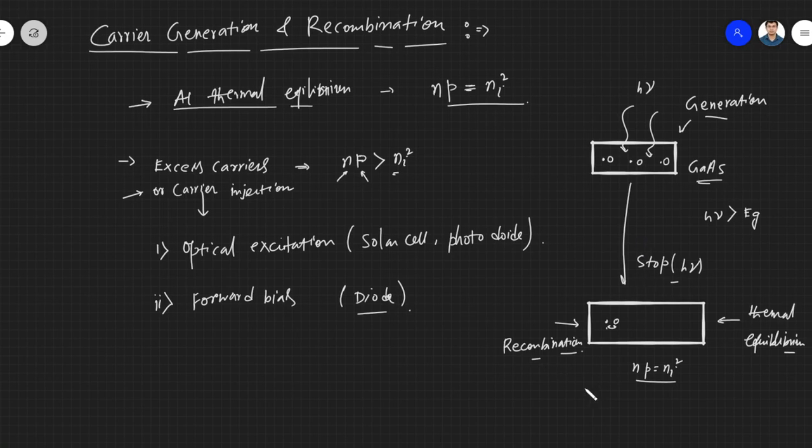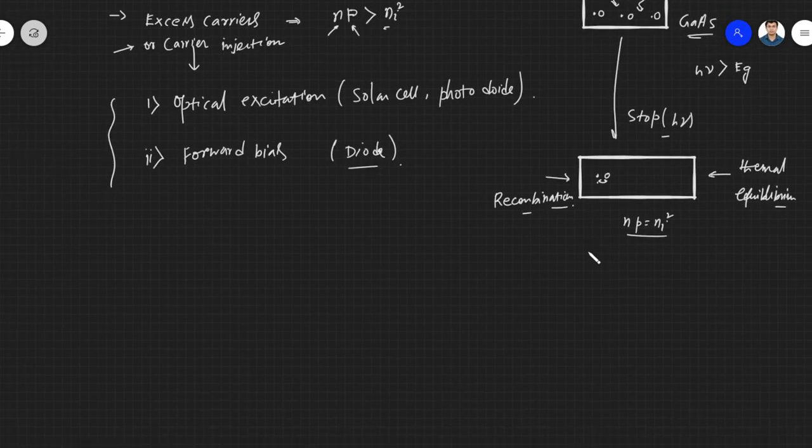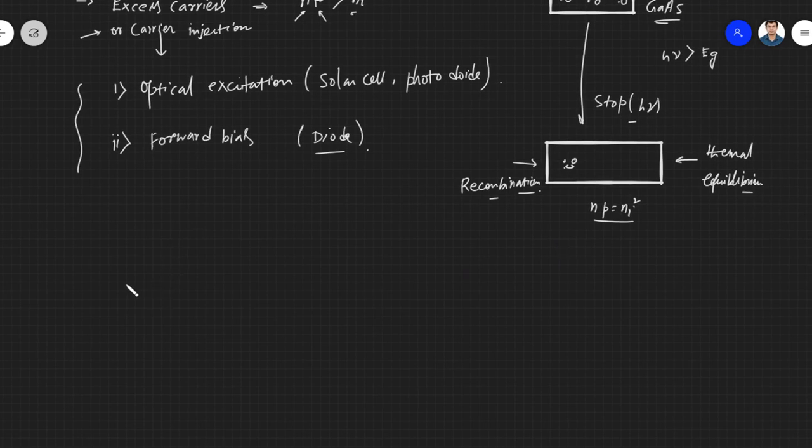Now let's talk a little bit about recombination. For generation, we got to know the two conditions with which we can create generation. And now talking about recombination, there are different types of recombination in semiconductors. We'll learn that.